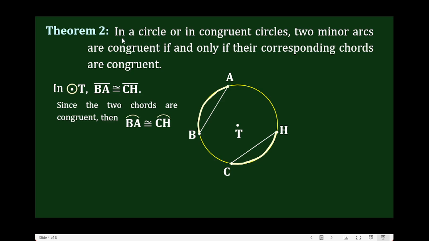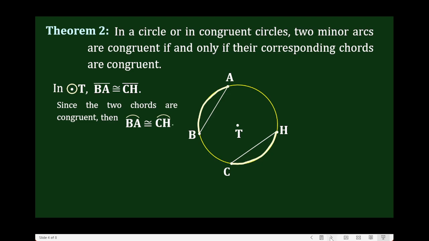Again, we read the statement: in a circle or in congruent circles, two minor arcs are congruent if and only if their corresponding chords are congruent. But here, we only consider so far congruent arcs on the same circle. What if the arcs are on different circles?